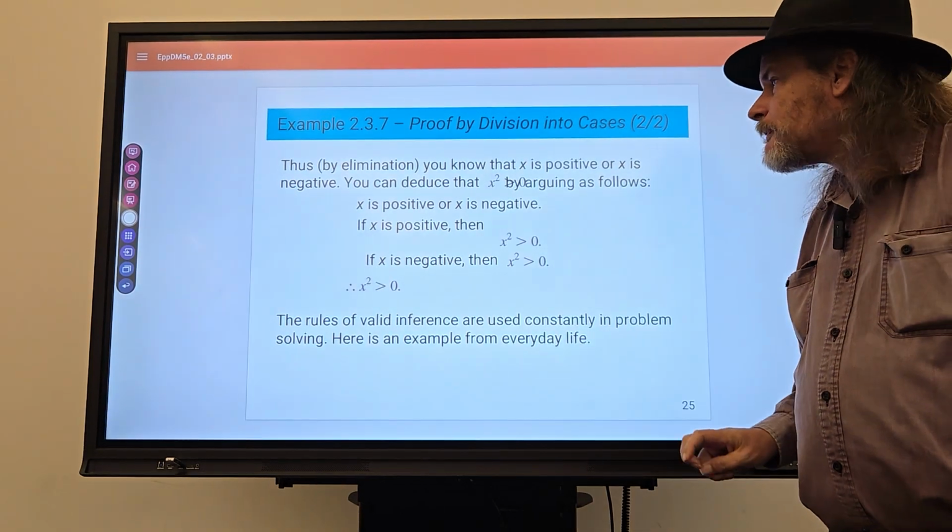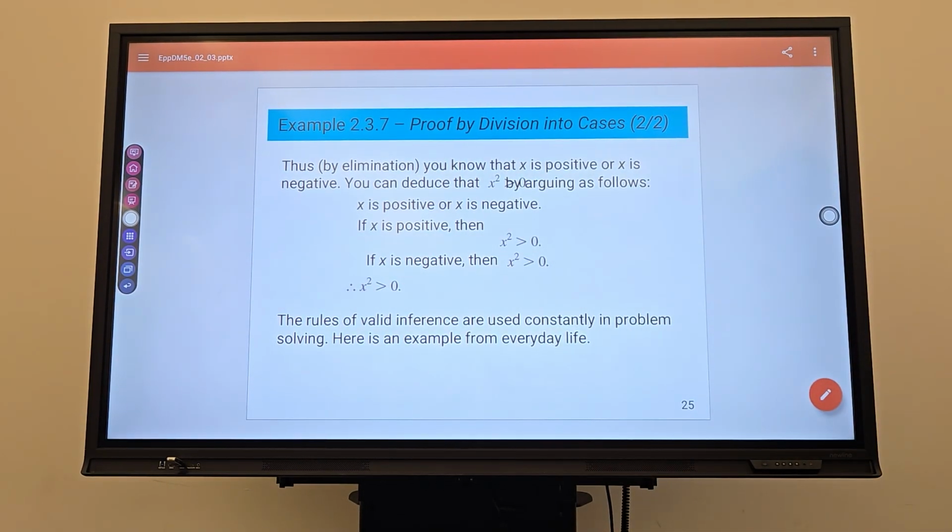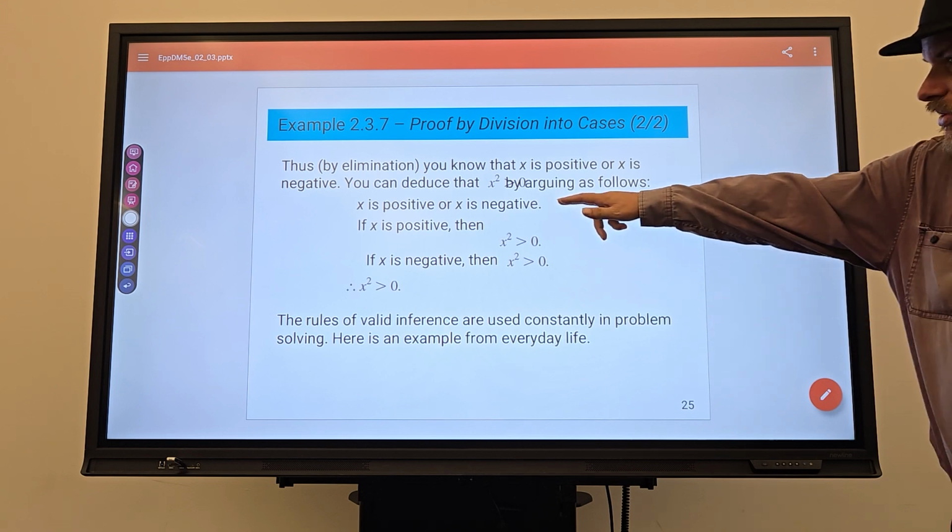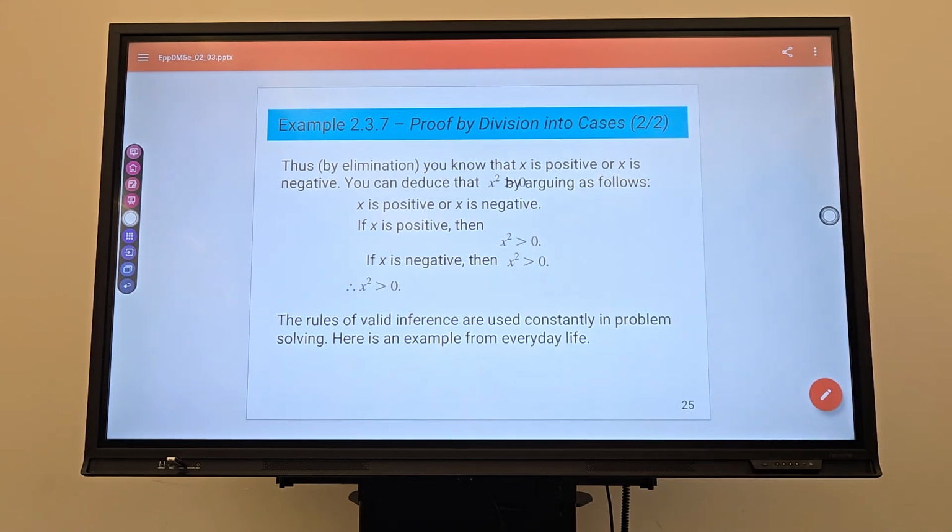Give it a little example. You know that x is positive or x is negative. You can deduce that x squared is greater than 0 by arguing as follows. X is positive or x is negative. If x is positive, then x squared is greater than 0. If x is negative, then x squared is also greater than 0. Therefore, x squared is greater than 0, assuming x is either positive or negative, and not 0.